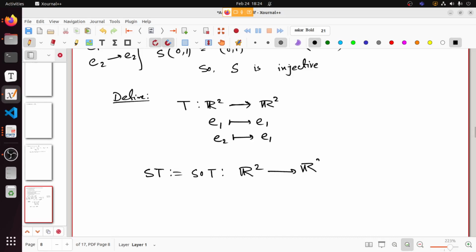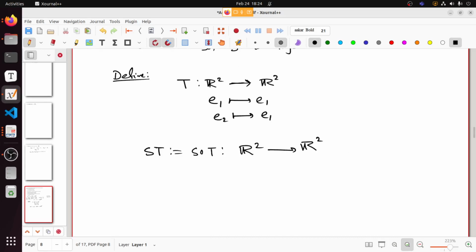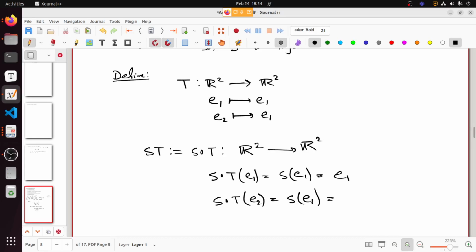So what will be the S composed with T of E1? What is T of E1? T of E1 is E1, right? And what is S of E1? S of E1 is E1. And what will be the S composed with T of E2? T of E2 is E1, so this will be E1, and S of E1 is E1, right?